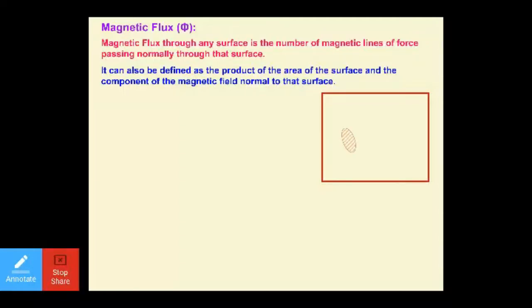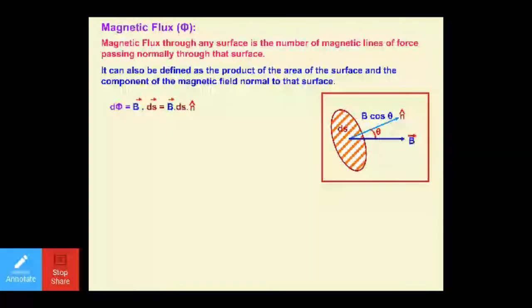For example, this is some conductor whose surface area is ds. This is the normal to the surface. And this is a magnetic field line making an angle theta with the normal of the surface. So with the normal, it makes component B cos theta. Now, you already know the total flux phi will be equal to B into surface area. For a small surface area ds, the flux will be small, that is why it is written as d phi, and d phi is equal to B vector dot ds vector.